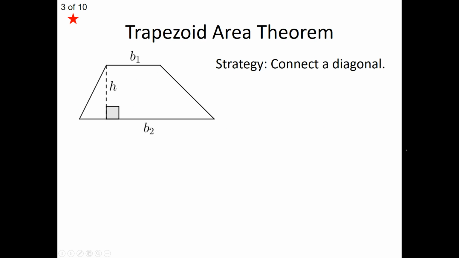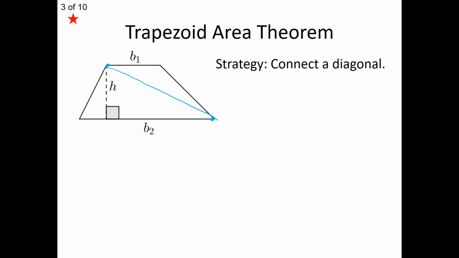So again, we have the exact same diagram of our trapezoid. We have base sub 1, base sub 2, those are our parallel sides, and we have that height, which is the perpendicular between the two bases. Let's derive an area formula for the trapezoid. Where we begin is with a simple strategy: connect a diagonal. It could be either of the two diagonals in our trapezoid. I'm going to connect the diagonal from this vertex to this vertex here, so I form this diagonal along my trapezoid.